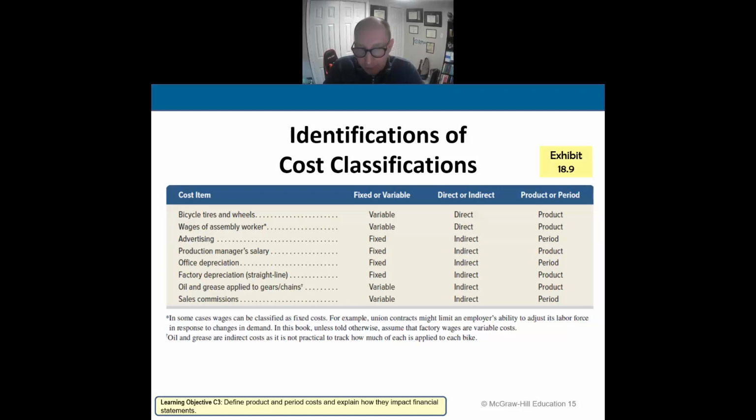Wages of assembly workers. Now remember, assembly workers are the people actually building the bicycles. That is a variable cost. They're hourly employees and they get paid by the hour to manufacture the bicycle, so that goes up and down with the level of output. They are considered a direct cost because they directly impact the manufacturing. And it is a product cost, right? They're making the product.